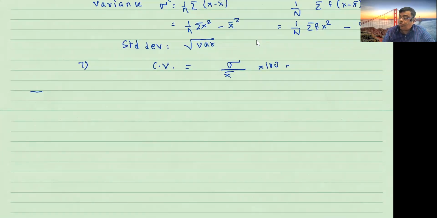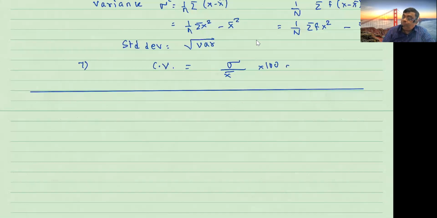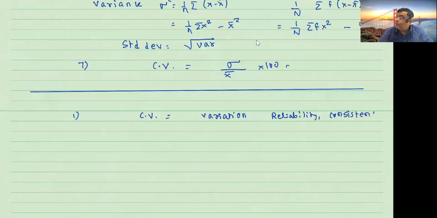Obviously, there are some short notes, some small points, and they're actually very important. The first one is coefficient of variation, which is nothing but the variation. So whenever you are referring to reliability, consistency, homogeneity, you refer to CV, and smaller is the better.